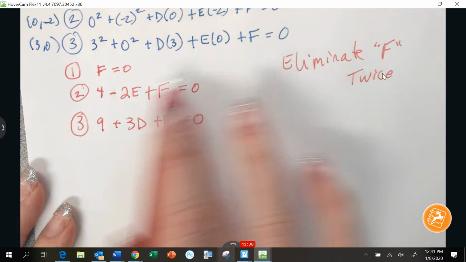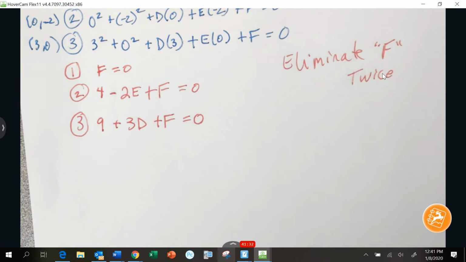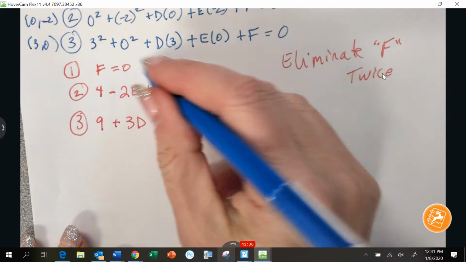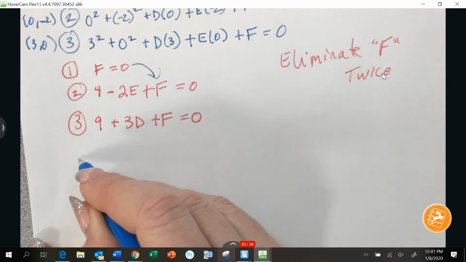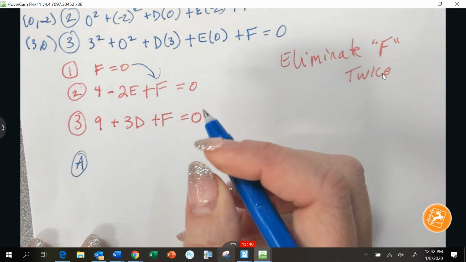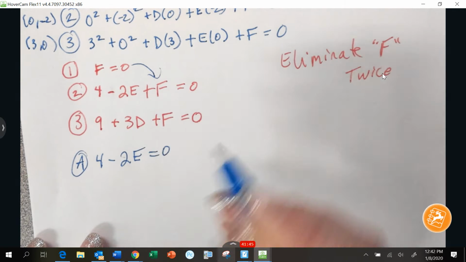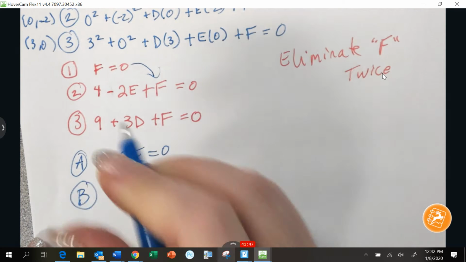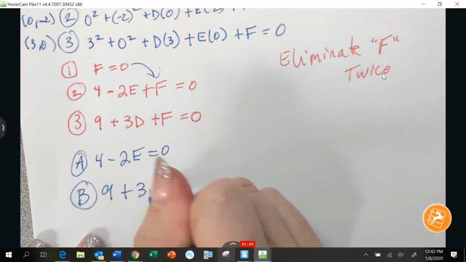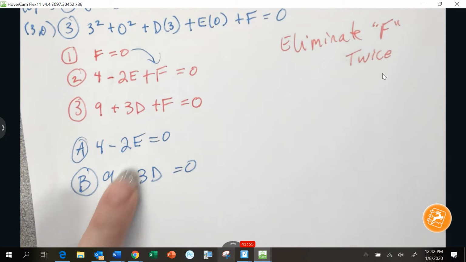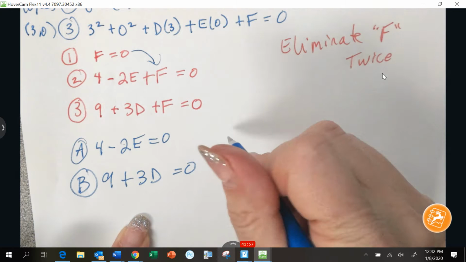If it's the kind where you have all the letters filled in. But this one, since we know F, we'll go ahead and plug in F to both of these. So I've got an equation A that is 4 minus 2E equals 0. And I have an equation B that is 9 plus 3D equals 0. I don't even have to do that much work. I can solve for E and D right now.